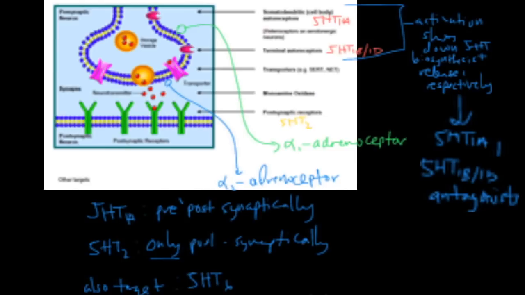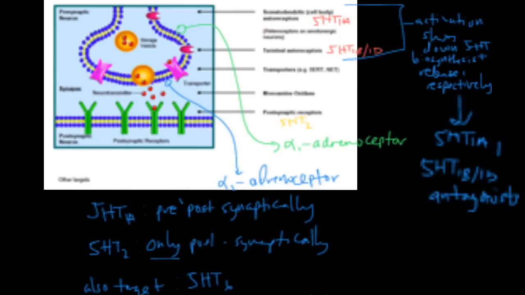Remember, you also have your alpha-1 adrenoceptors, which are found presynaptically. And activation of these, remember I said earlier, causes 5-HT release. Whereas your alpha-2 adrenoceptors, which are also found presynaptically, activation of these receptors diminishes, as I said earlier, 5-HT release.